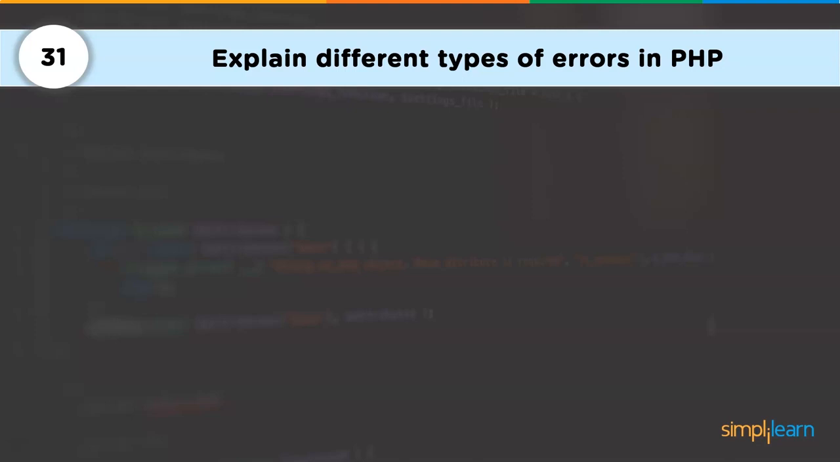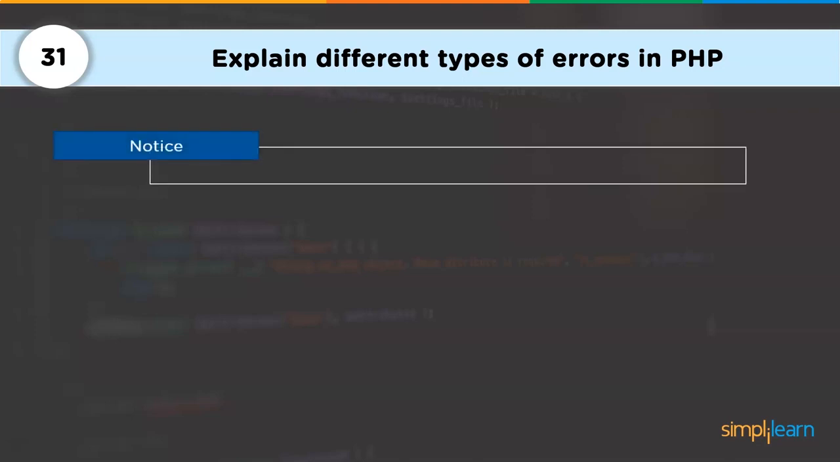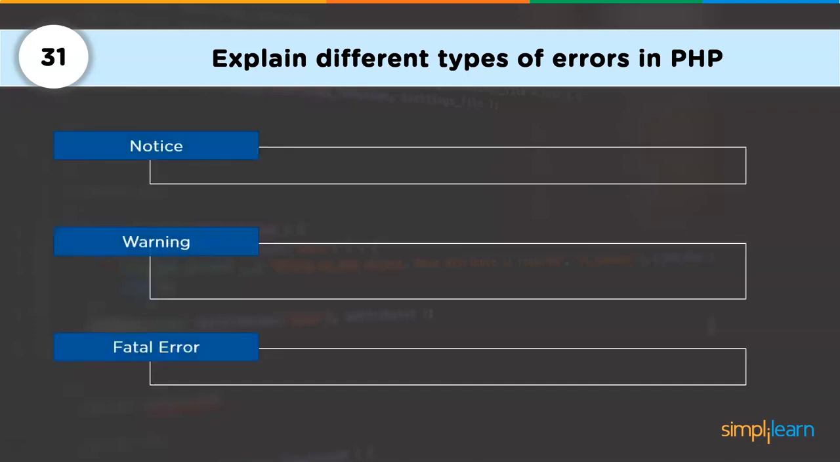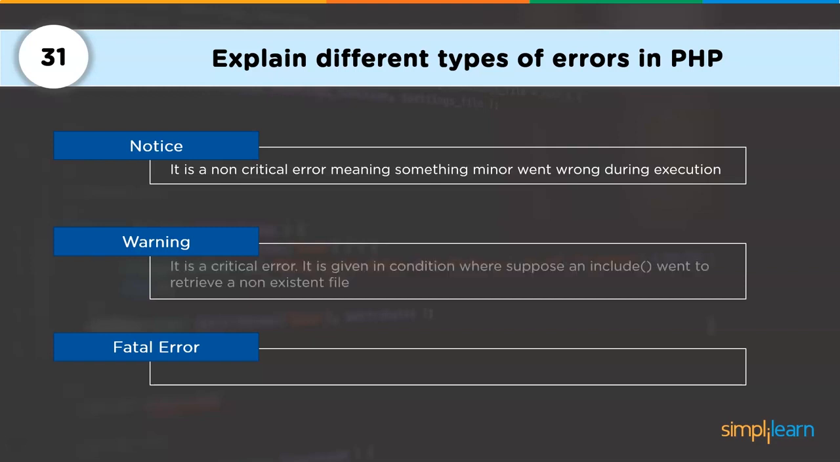Next up, explain different types of errors in PHP. Now PHP consists of mainly three errors: notice, warning, and a fatal error. Now notice is a non-critical error, which means that something minor went wrong during execution and a lot of times you just don't pay attention to it. A warning is a critical error. Now it is given in a condition where suppose an include function that we just discussed in the previous question went to retrieve a non-existent file.